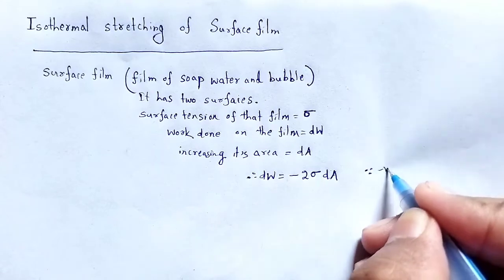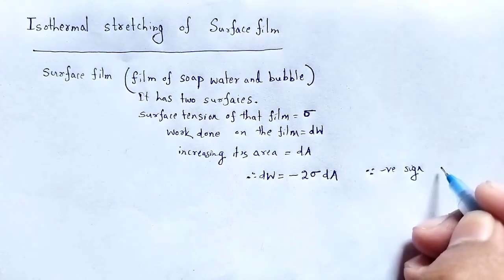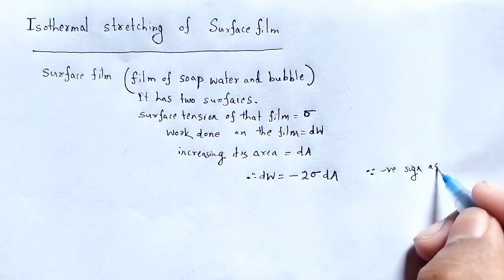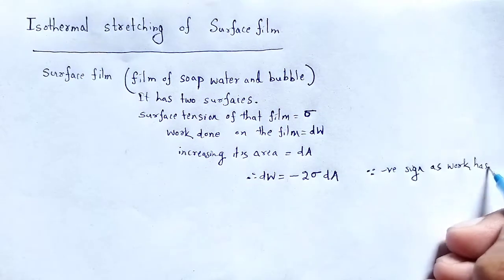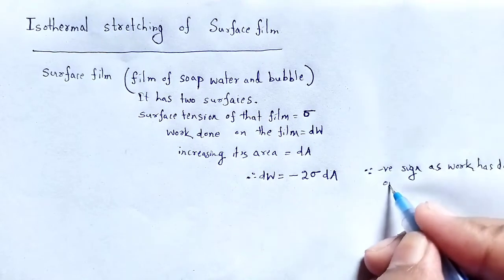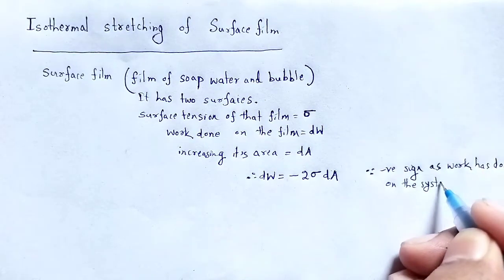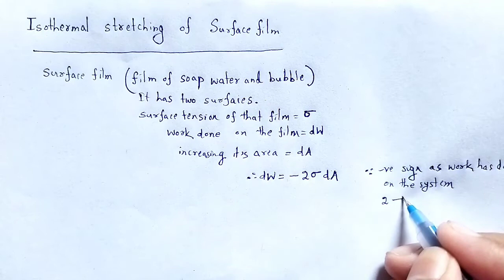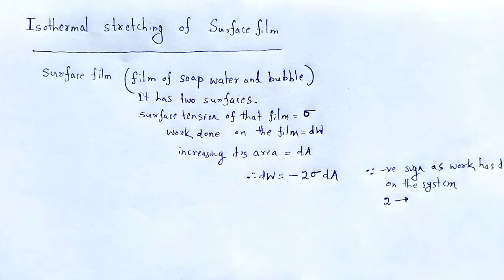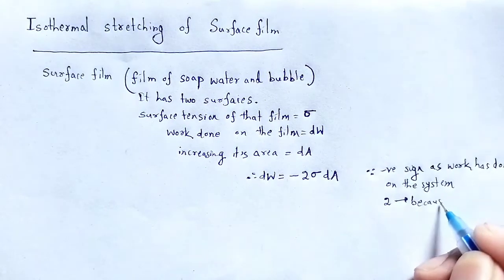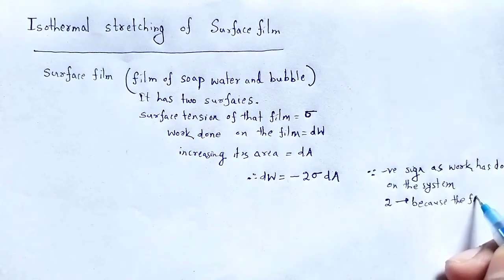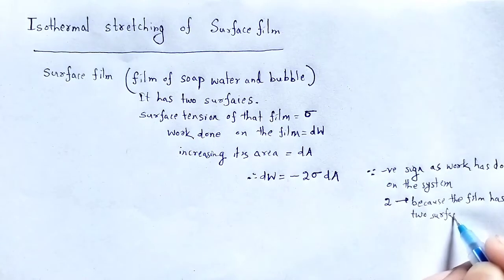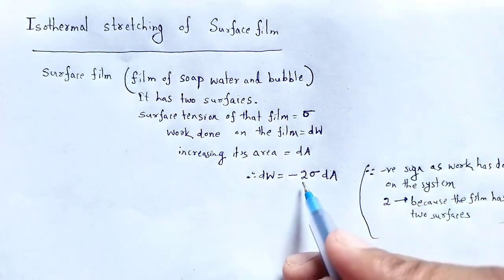Why the negative sign? The negative sign is because work has been done on the system, and 2 because the film has two surfaces. So dW is equal to minus 2 sigma dA.